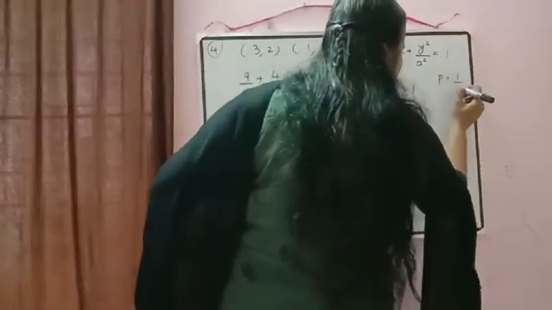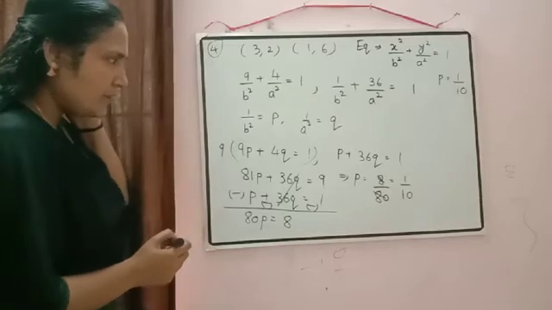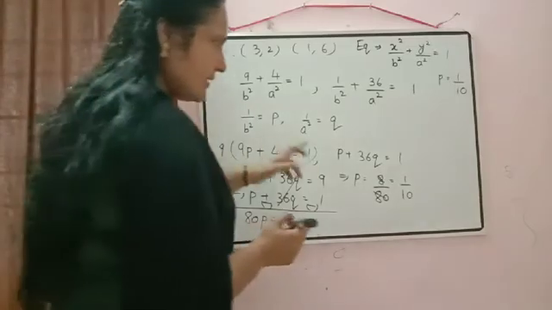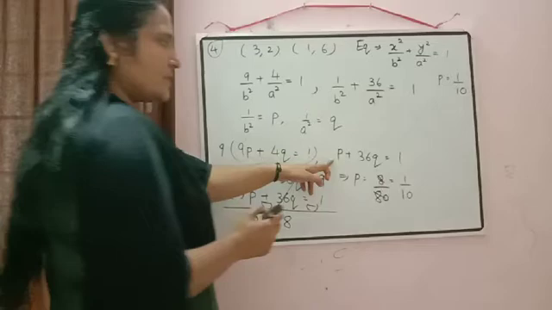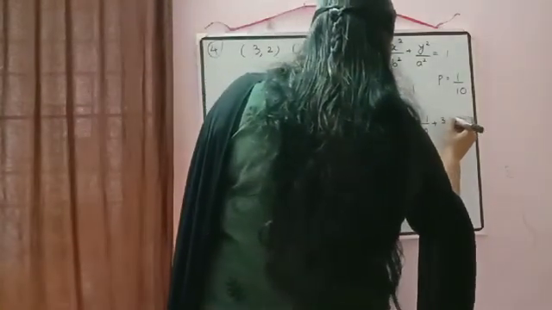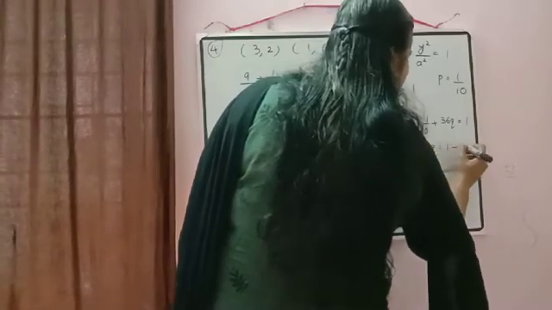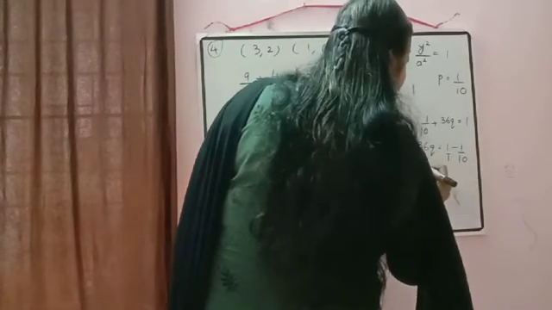Now we can substitute somewhere. I am writing here p is equal to 1 by 10. Now we can substitute the value of p in any one of the equations. I think this one will be easy. So I am substituting here, in place of p, 1 by 10. So 1 by 10 plus 36q is equal to 1. Shift 1 by 10 to the right hand side. Then we will get 36q is equal to 1 minus 1 by 10.